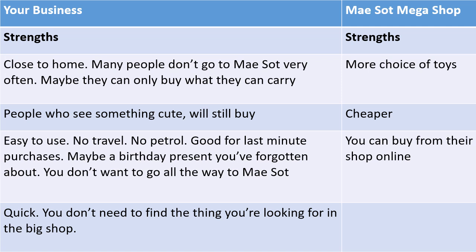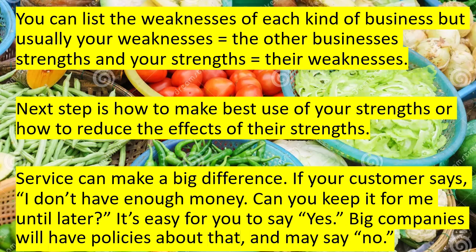And now for the right column, the Maison big mega shop, their strength: they have more choice of toys, many, many more than you. They're also cheaper. And you can buy from their shop online. Now you can list the weaknesses of each kind of business, but usually your weaknesses equal the other business's strengths, and your strengths equal their weaknesses. The next step is how to make best use of your strengths or how to reduce the effects of their strengths.